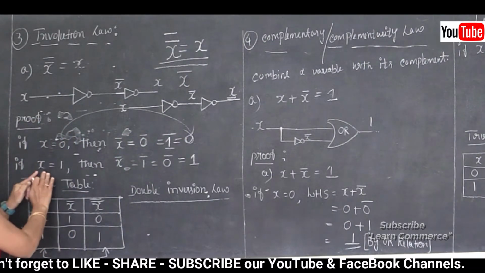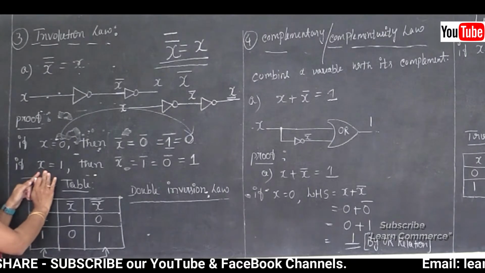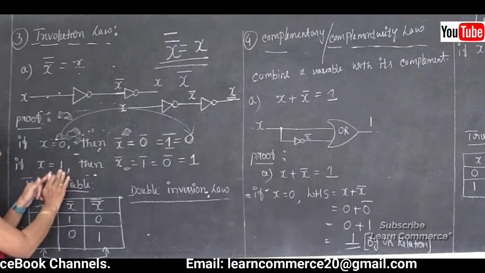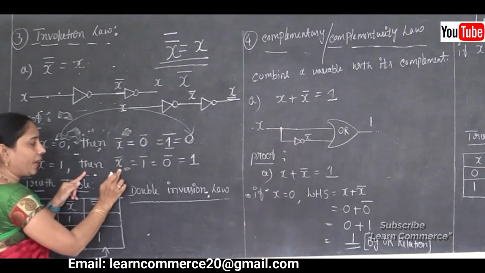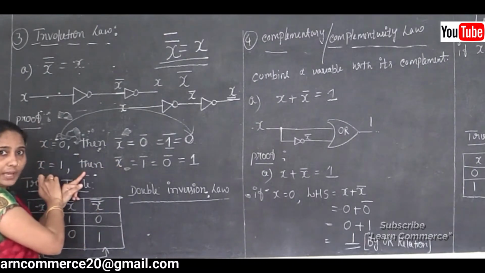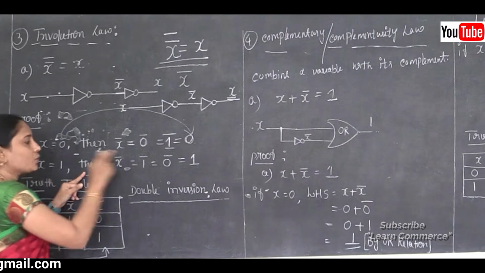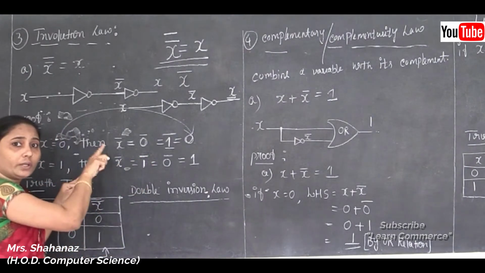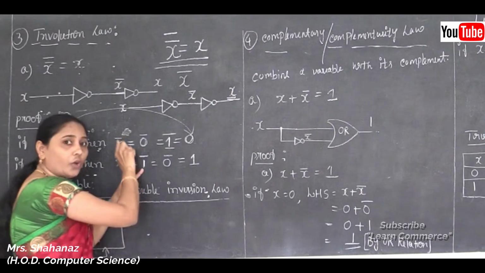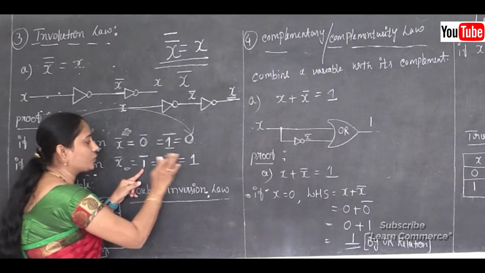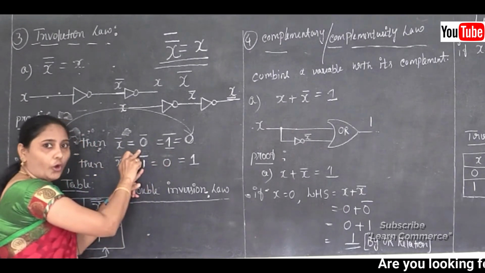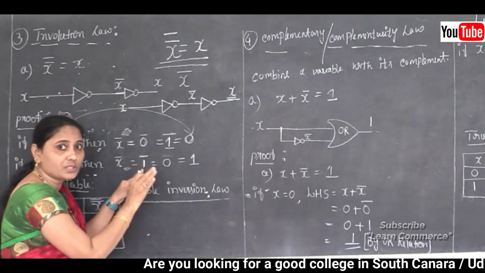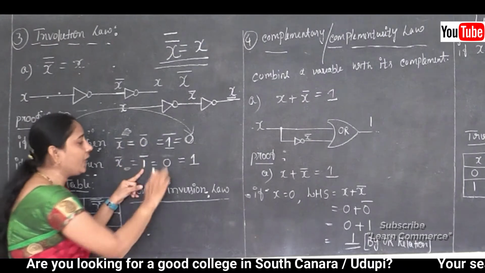Now let's use the x value as 1. If x is equal to 1, then the complement of x. The x value is 1, so I am using the complement of 1. Not true. The value of not true is equal to 0. Is it not true? That means the value is false. The value of false is equal to 0.